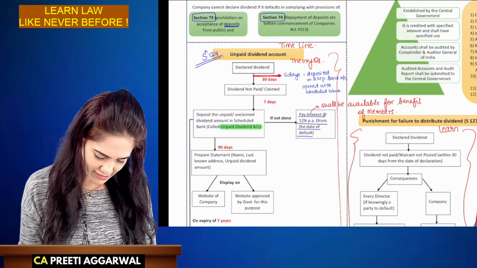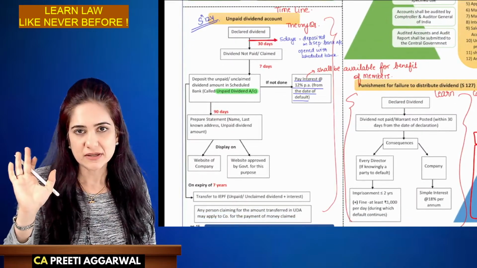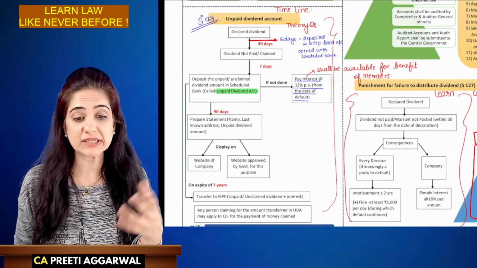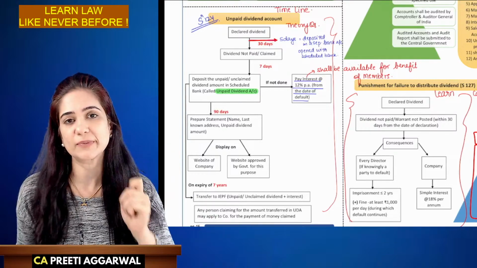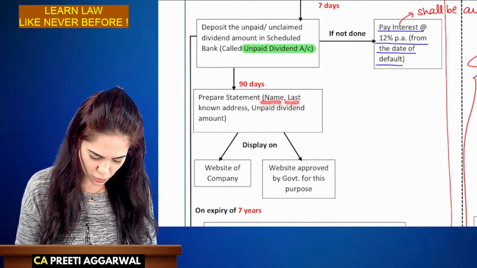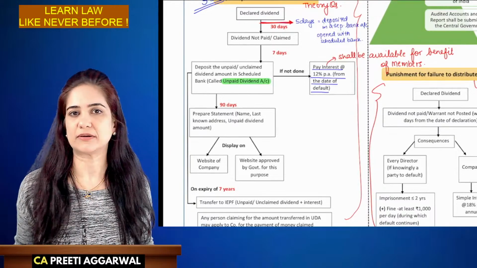Now, as soon as I deposit this amount, within the next 90 days, people may not have claimed that money because they say that we didn't receive the dividend warrant. Why? Because our address was the old address, it was not updated. So the company will say, this is the name, this is the last known address and the unpaid dividend amount. Please come and claim it.